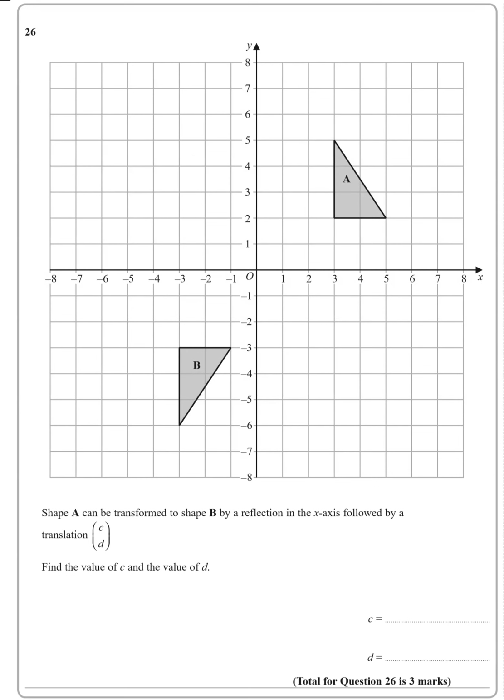Shape A can be transformed to shape B by a reflection in the x-axis followed by a translation. Find the values of C and the value of D. So, reflection in the x. So that's 2 squares away. Go 2 squares, 2 squares, 2 squares. That's 5 squares, 5 squares.